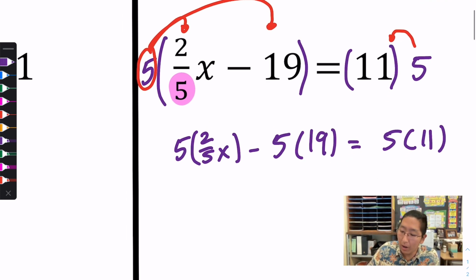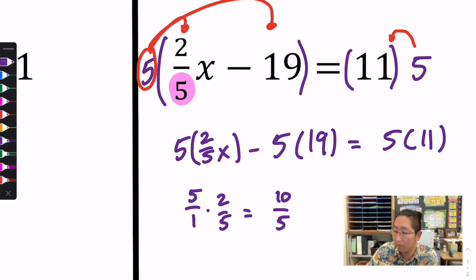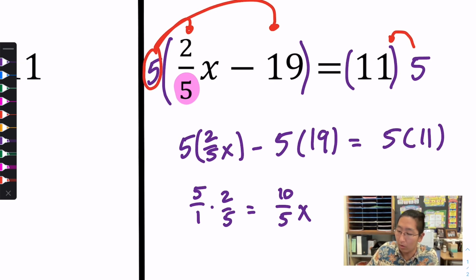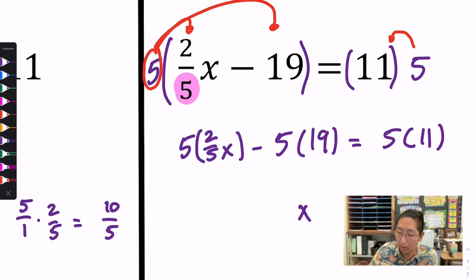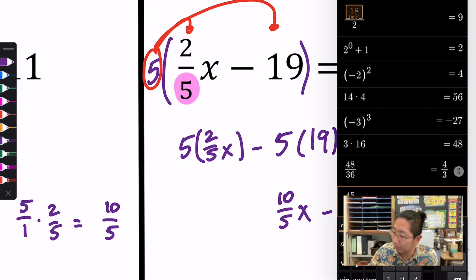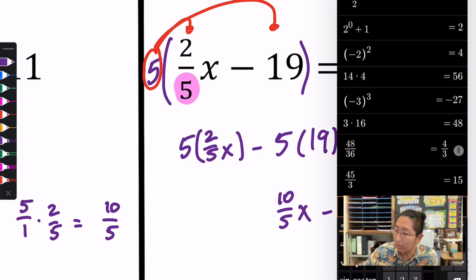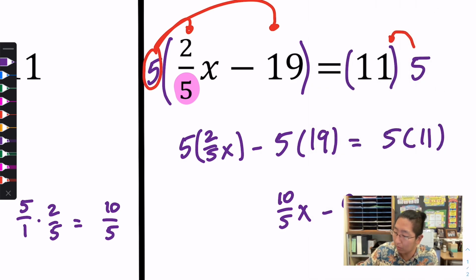So 5 over 1 times 2 over 5. If you forget multiplying fractions, we're going to multiply the top across. We're going to get 10 over 5x. I'll go ahead and move this over here so you can see that. And so we have 10 over 5x minus 5 times 19. 5 times 19 is 95. So minus 95 equals 55.